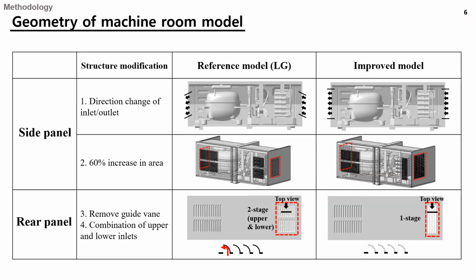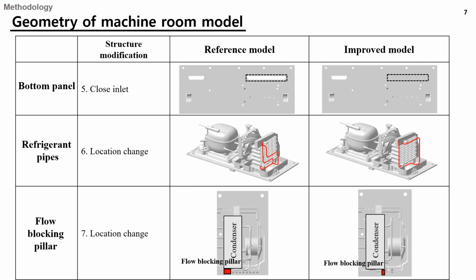Next, I would like to explain the LG mass-produced reference model and the improved model proposed through our research. First, we change the direction of the inlet and outlet to a horizontal direction and increase their area by 60%. Next, there was a guide when we look down from the top of the rear panel, and we remove it. And next, we change the two-stage inlet to a single one-stage.